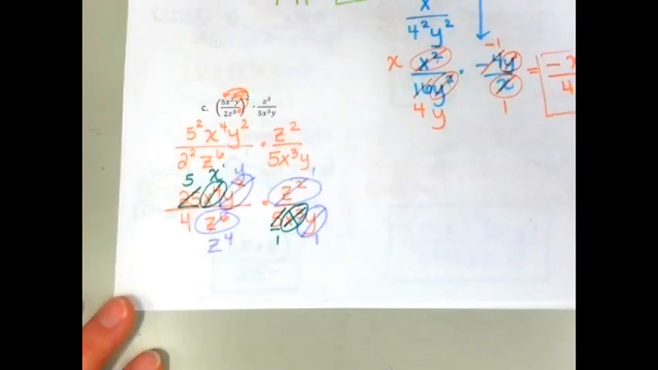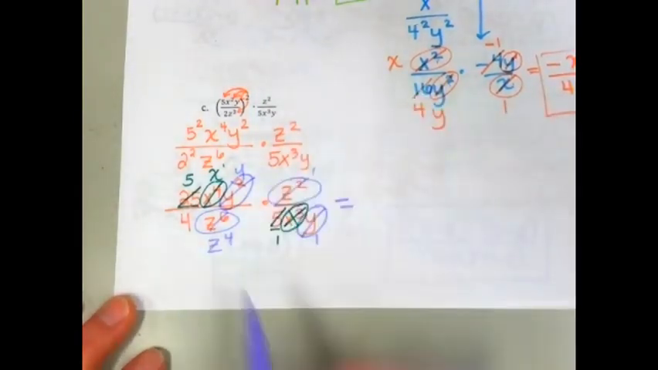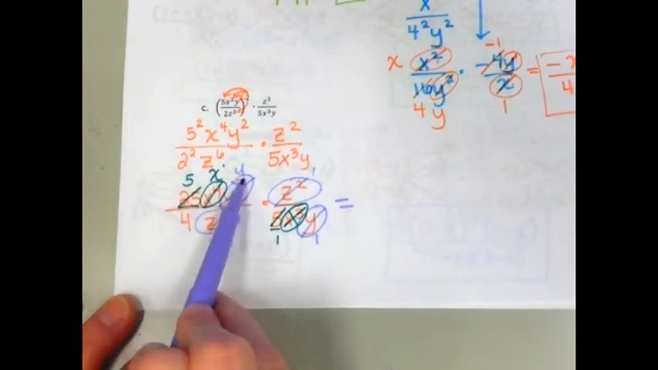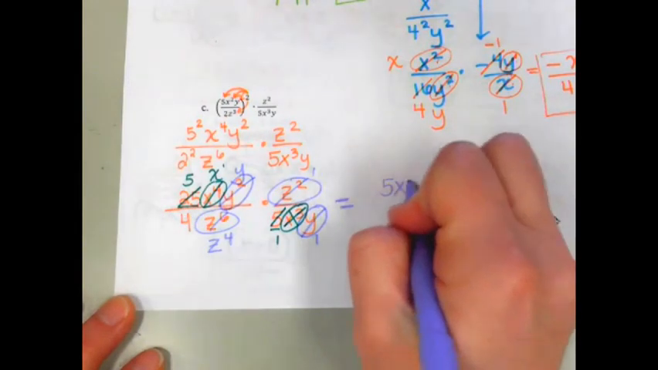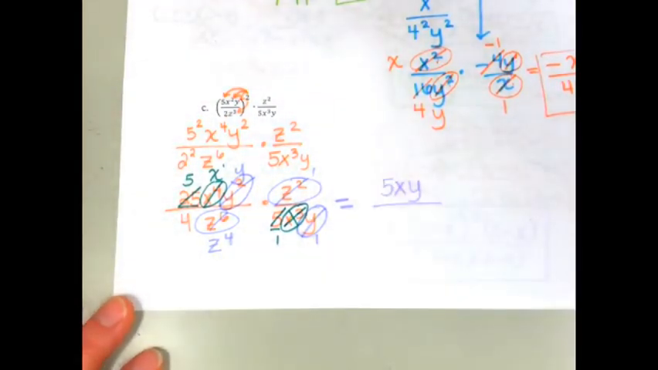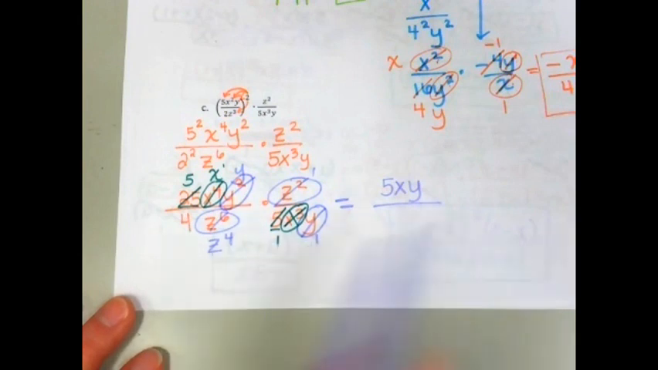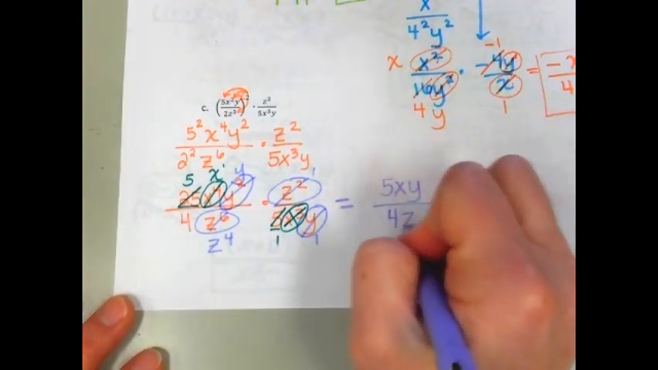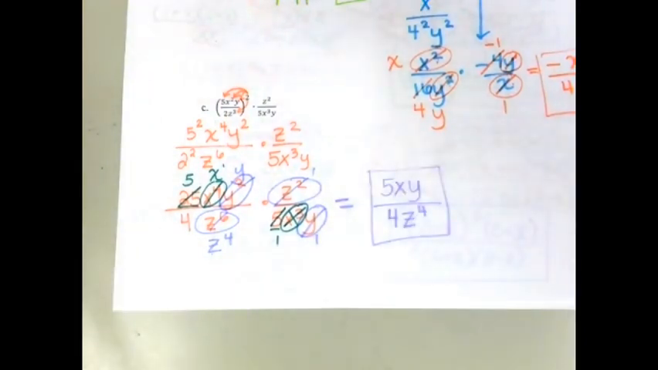All right. Are we done cross simplifying? Yes, so let's go straight across now. 5 times x times y times 1, which is 5xy, over 4 times z to the 4th times 1 is 4z to the 4th. And there you go. And that would be your final answer.